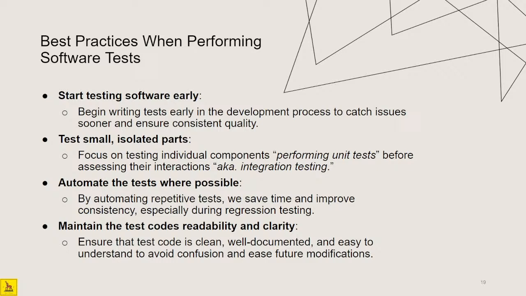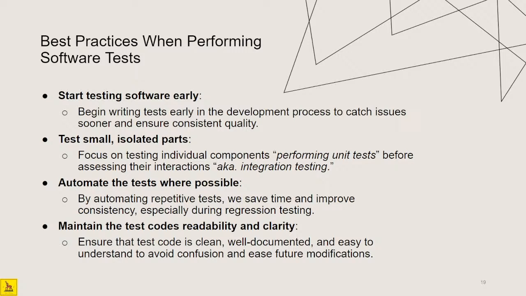We're going to attempt to automate as many tests as we can wherever possible. By automating repetitive tests, we can save time, improve consistency, and maintain our system, testing our loads and balances, making sure that our system doesn't fail on us through massive use, especially during the regression testing of our system.